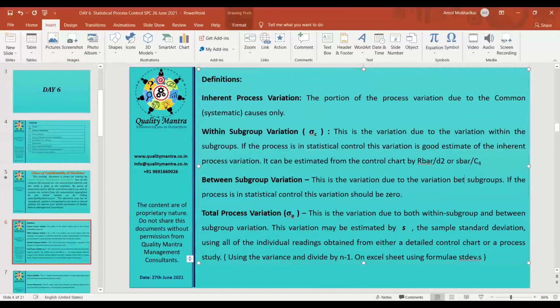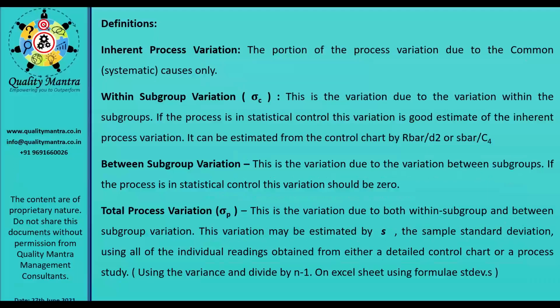It is between. Like there are a subgroup size of 11 and you have taken the reading 25 times. So what is the variation present between these two? This is the variation due to the variation between the subgroups. And if the process is in statistical control, then this variation should be 0.